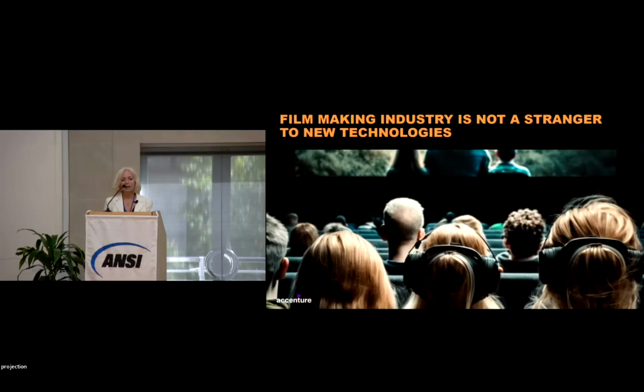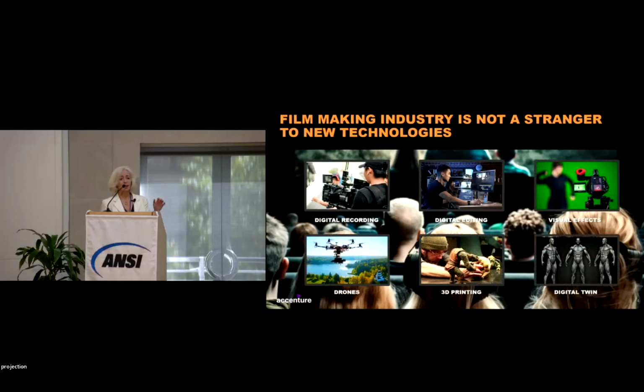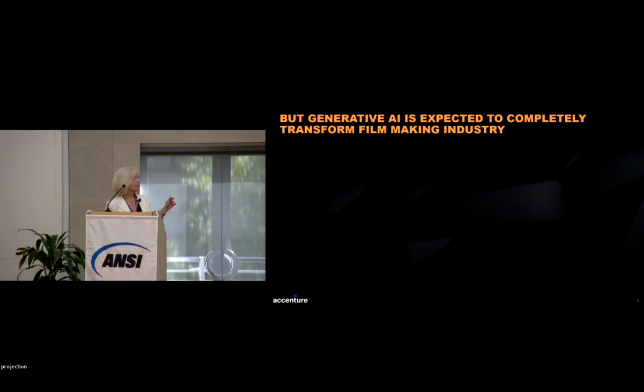So we'll start with filmmaking. So the filmmaking industry is no stranger to technology. They adopt technology very quickly, and you can imagine with digital recording, with digital editing that's happening, visual effects, drones to do aerial shots, 3D printing to create sets and stages, and digital twins to actually simulate movement or people within those sets. And so they're not a stranger to it. But all of these are very narrow applications. They're not kind of the broad things. They're very fit for purpose technologies. And this is where generative AI is very different. And generative AI will affect this industry very differently.